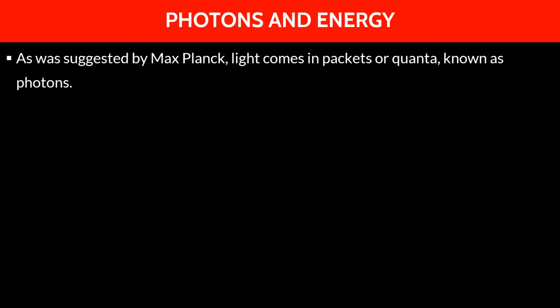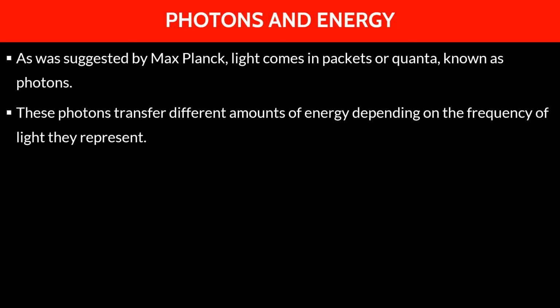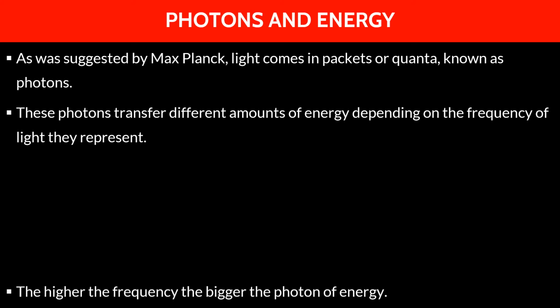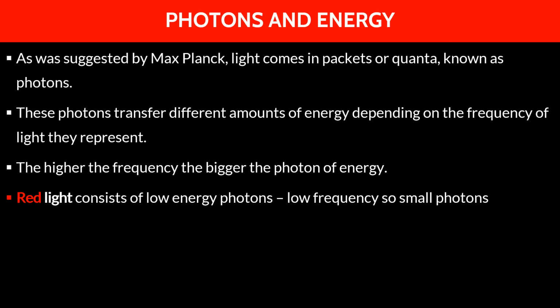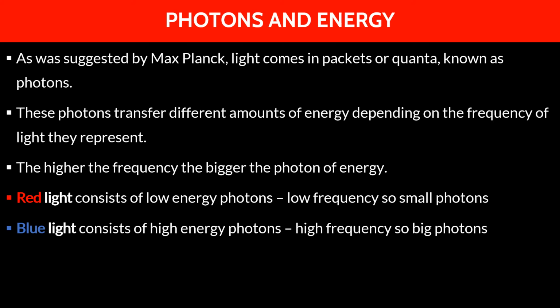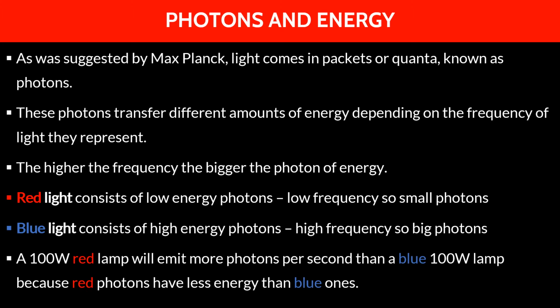So photons and energy. As was suggested by Max Planck, light comes in packets or quanta, hence quantum mechanics, known as photons. These photons transfer different amounts of energy depending on the frequency of light they represent. The higher the frequency, the bigger the photon of energy. Now, big here we're not using in terms of physical dimensions, we're just saying the amount of energy contained within each packet or in each photon. So red light, low energy photons, low frequency, so they're small. Blue light, high energy, high frequency, so quite big.